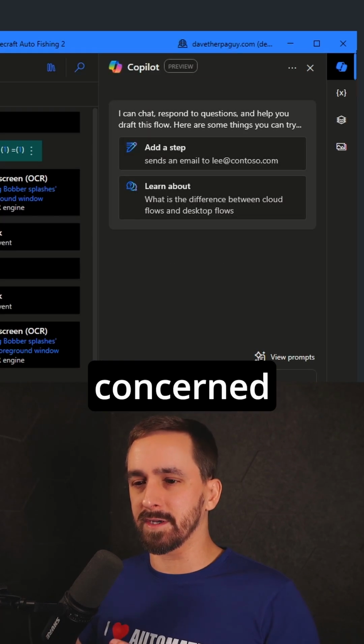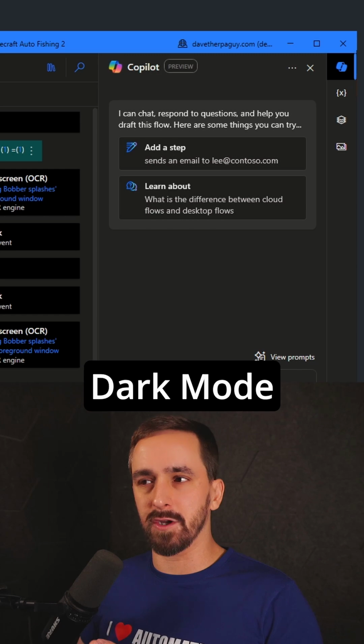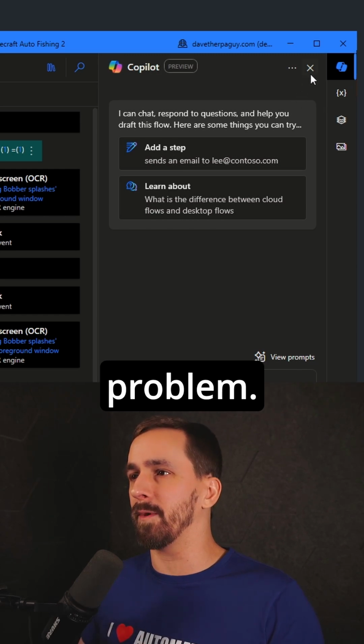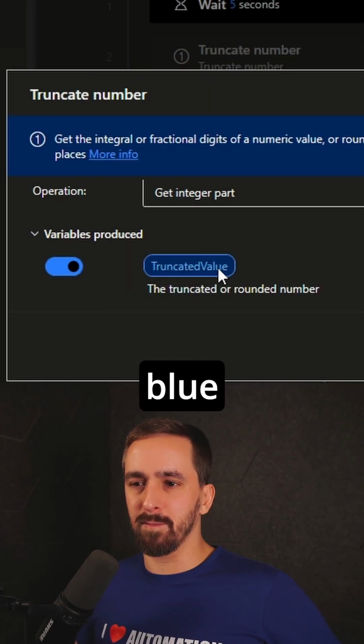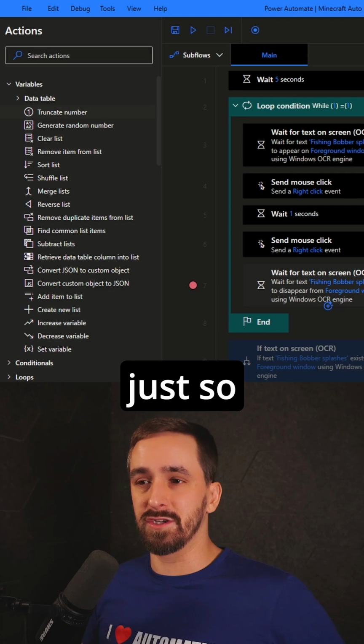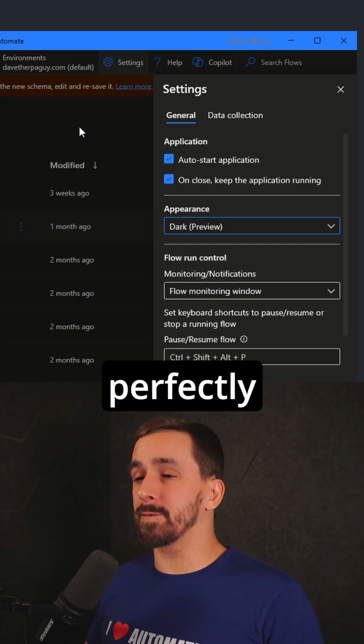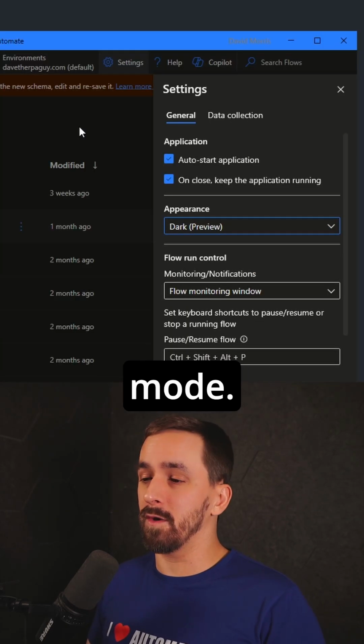I was a little concerned that it would be hard to read stuff in dark mode because that is actually a really common problem. This isn't a great color. We got a light blue instead of a darker blue. This is just so much better. It's perfectly fine if you don't prefer dark mode, but you're wrong.